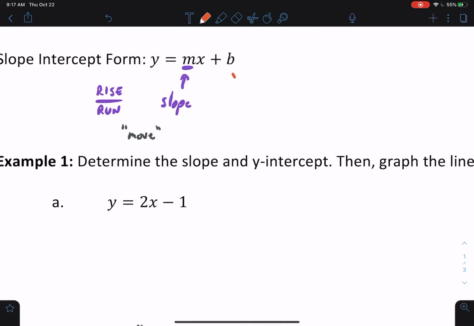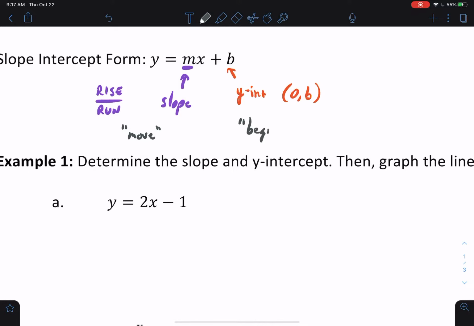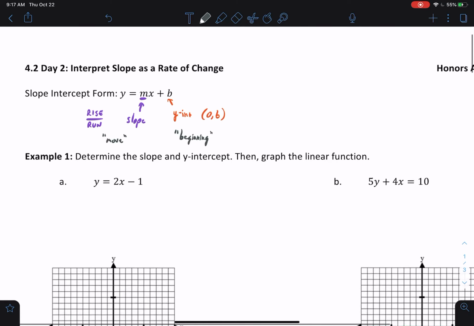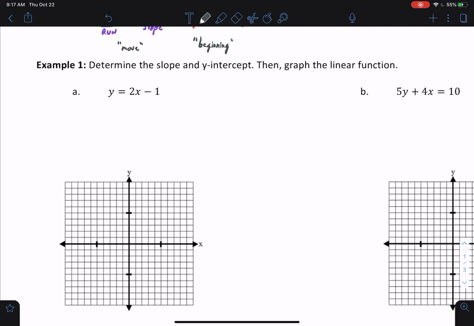The b represents the y-intercept, the (0, b) value, your y-intercept. And this is your beginning, b for beginning. This is where I start when I'm graphing. Okay, so for the following examples, determine the slope and y-intercept, and then graph this linear function.